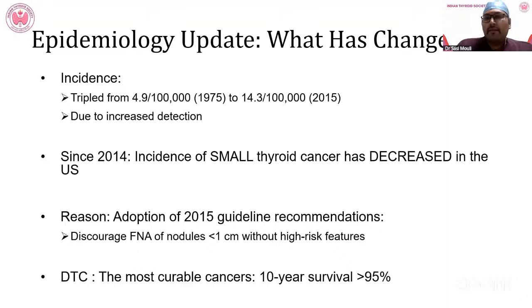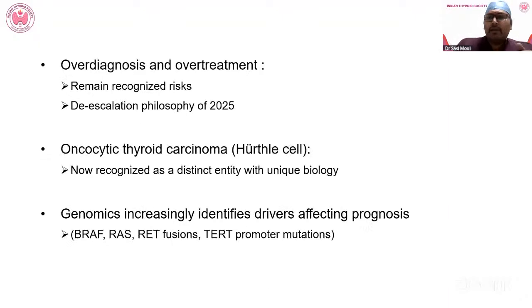I'll not go much into detail with the epidemiology, just that the incidence has tripled, and the role of FNAC for small thyroid nodules has been reduced. DTC has the best survival rates. And in this, the oncocytic thyroid carcinoma has been separated out, and they have given a separate risk stratification for oncocytic thyroid carcinoma as well.